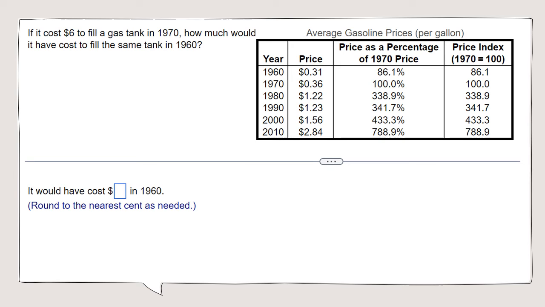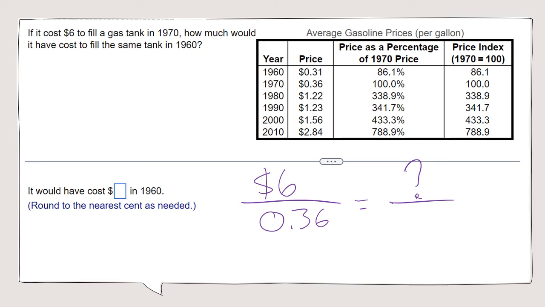This one, we're looking at inflation a little bit. It's saying it cost $6 to fill a gas tank in 1970, but inflation is proportional, so I'm going to use a proportion. To fill a gas tank, the entire gas tank would only cost $6 in 1970. And that's partly because the price of gas was $0.36 per gallon, which is insane. So now the question says, how much would it have cost in 1960?